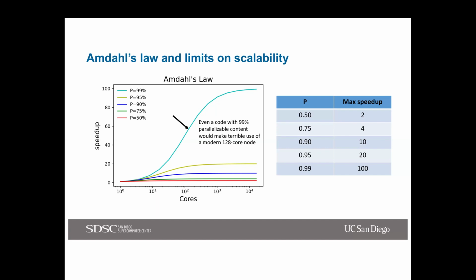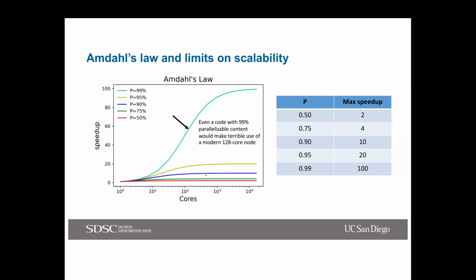Because that's really the only way to easily measure what this parallel fraction is. So if you see pretty good scaling, even at the 99% level, you'll see more of a trajectory like this.